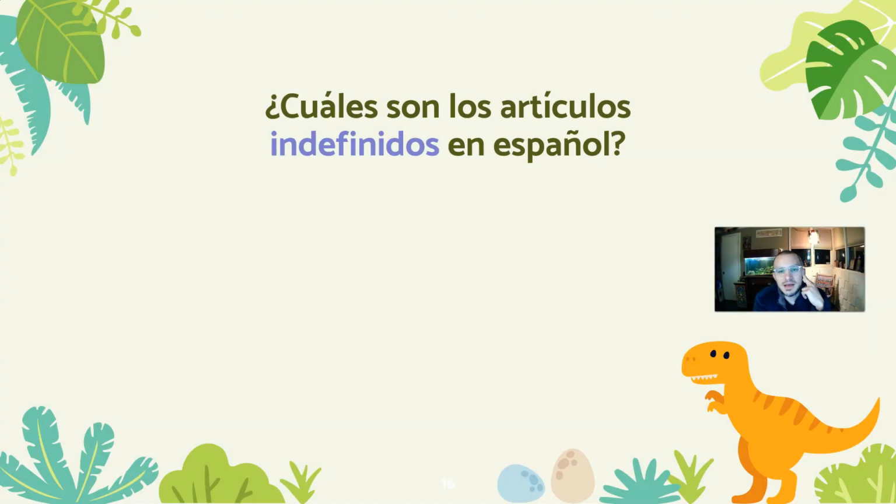Una pregunta más, one more question. ¿Cuáles son los artículos indefinidos en español? Which ones are the indefinite articles in Spanish? That's right. Un, una, unos, unas.